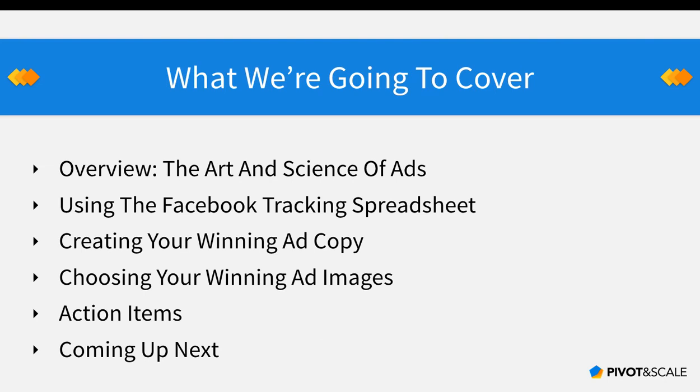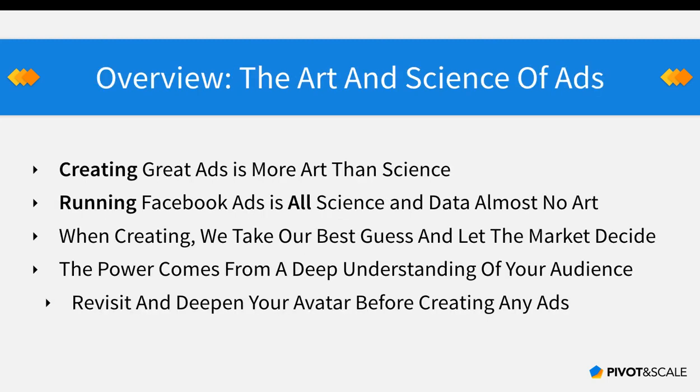What we're going to cover in this training: we're going to start with an overview, the art and the science of ads, and make sure we understand those well. Then we're going to talk about how to use the Facebook tracking spreadsheet that I'm going to give you. It's very important. We're going to talk about creating your winning ad copy. I'm going to cover how to choose winning ad images. Then I'm going to give you your action items and show you a bit about what is coming up next. So there's the 30,000 foot view of this training. All right, guys, let's get started here.